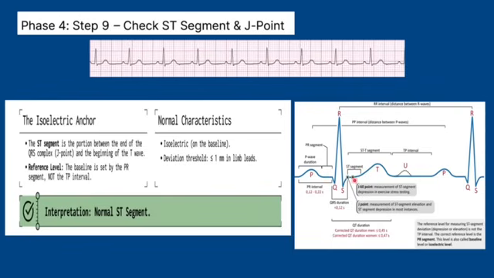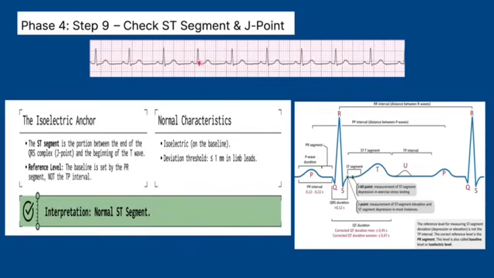Usually, its deviation from normality in the limb leads should be less than 1 millimeter from this baseline. If it is more than 1 millimeter above, we call it raised ST. If lower, we call it depressed ST segment. Here, the ST segment in this ECG is normal isoelectric segment.